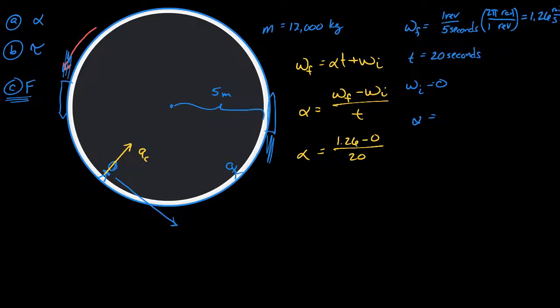This is really fun. All right, so line it up for me. What's alpha then? It's going to be a little tiny number because the acceleration is small, because the space station is big. We don't want to break it. Yes, ma'am? 0.063 and our units will be radians per second squared.